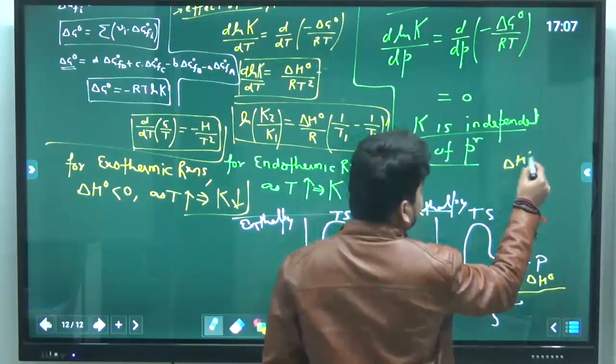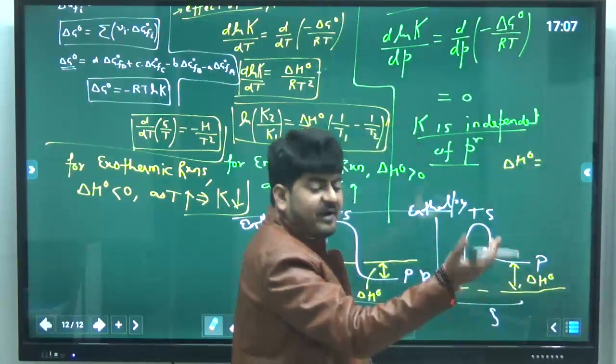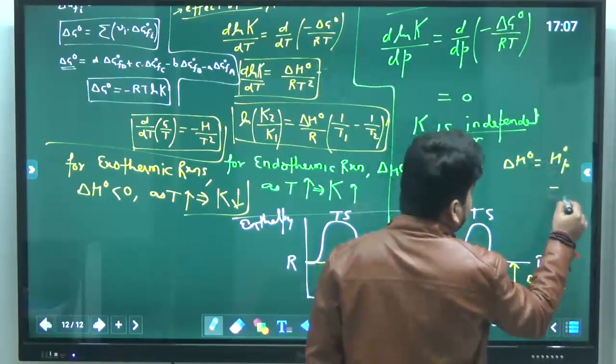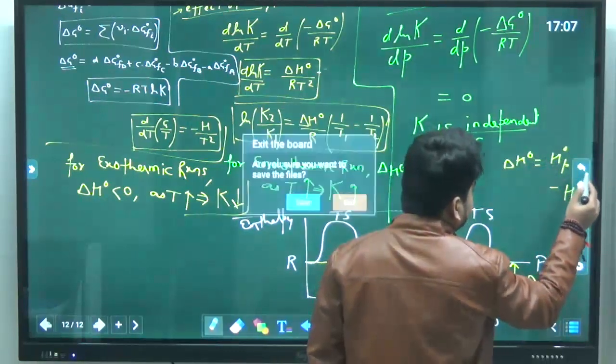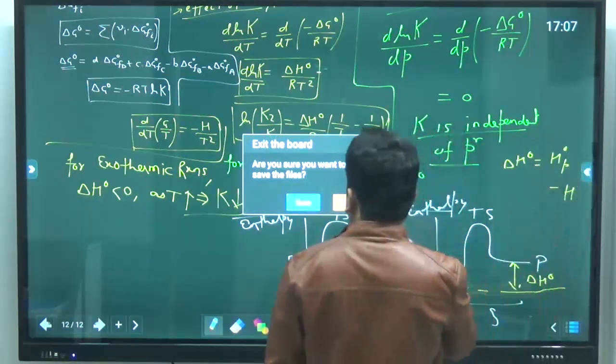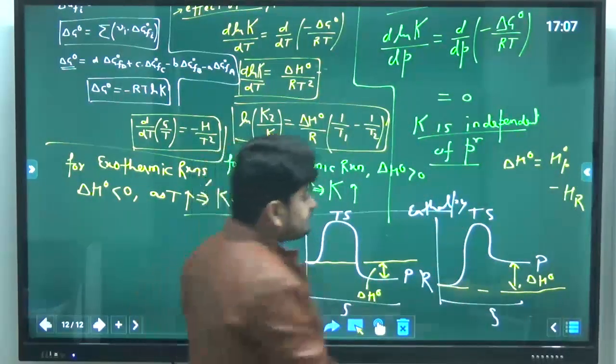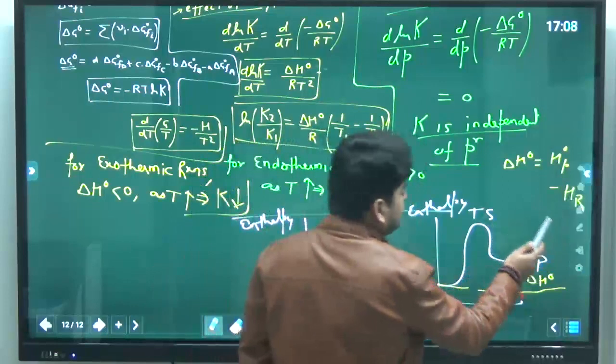And we know that delta H naught means final value minus initial value. Final value has to be for product and initial value has to be for reactant, at standard state.